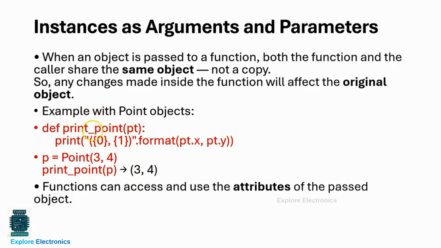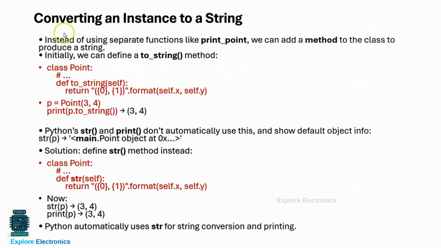So in this example, p is a point object, and print_point(p) passes the same object to the function. Inside the function, pt and p both refer to the same Point instance. That's why the function can access and print pt.x and pt.y as 3 and 4. The function can access and use the attributes of the passed object. Clear with the example? The next concept is converting an instance to a string.